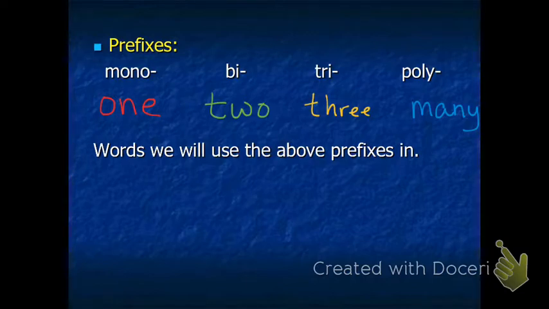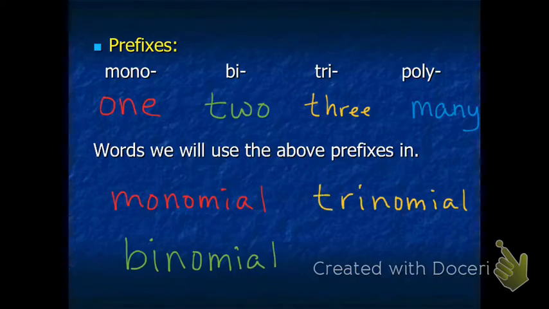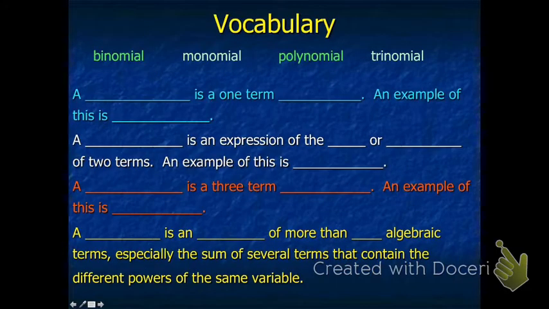So the words that we will use the above prefixes in, the first one is monomial. The second one is binomial. The third one is trinomial. And the fourth one is polynomial. And now, why don't you pause the computer, write those down, and then on our next slide you'll see in a moment. Here we go, we have the four words.